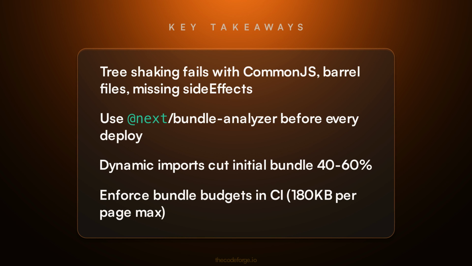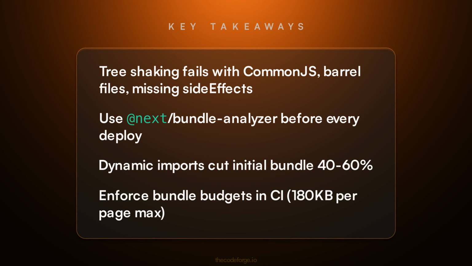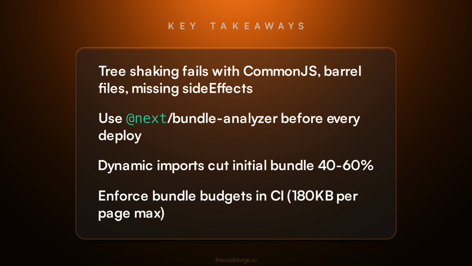Let's recap the key takeaways. Tree shaking fails with CommonJS, barrel files, and missing side effects. Use Next Bundle Analyzer before every deploy. Dynamic imports cut initial bundle 40 to 60%. Enforce bundle budgets in CI, 180 KB per page max.